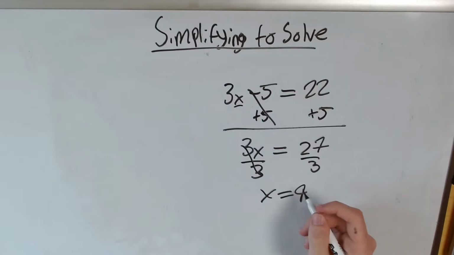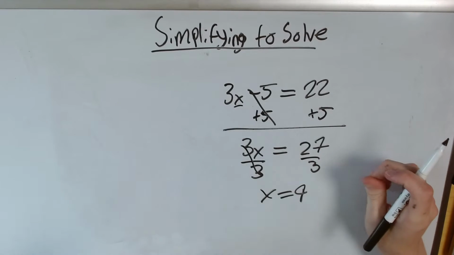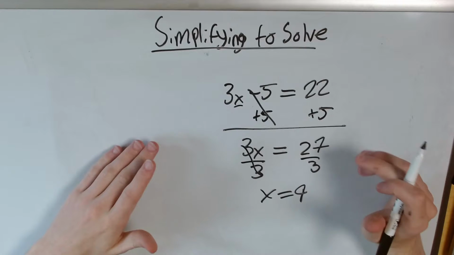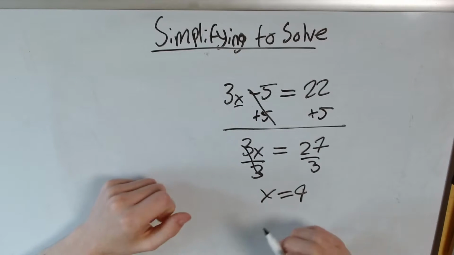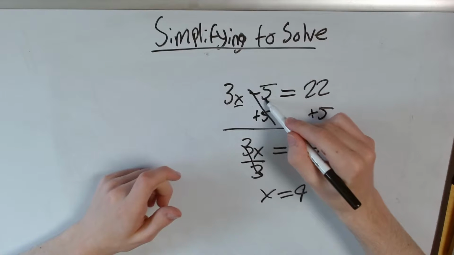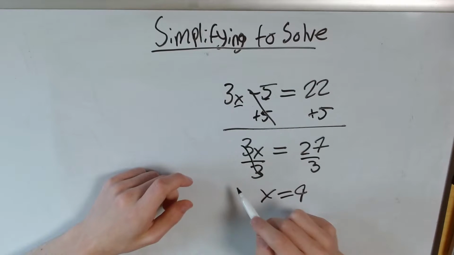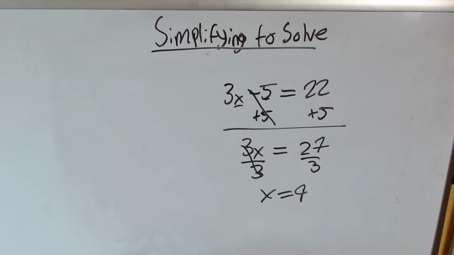So the general order for these types of problems is to use the opposite order of PEMDAS, right? If you remember PEMDAS, that's parentheses, exponents, multiplication, division, addition, subtraction, right? We do it the opposite. We get rid of addition and subtraction first, and then we get rid of multiplication and division. Let's do another example.